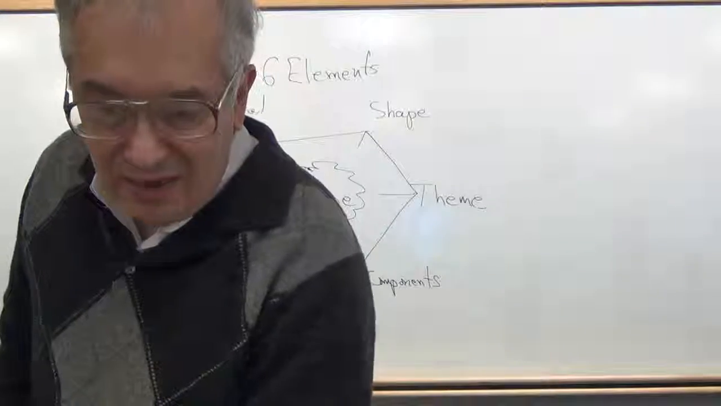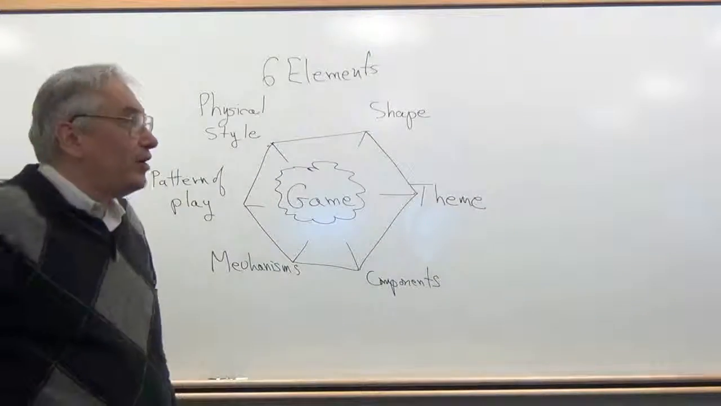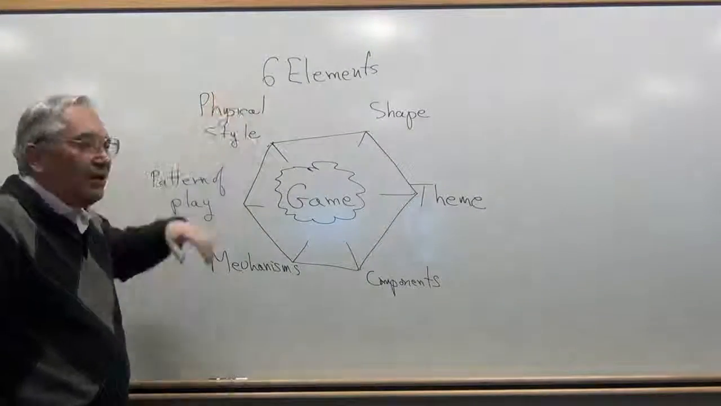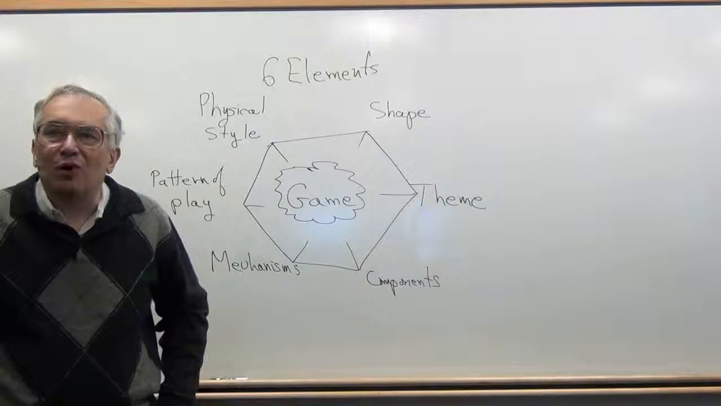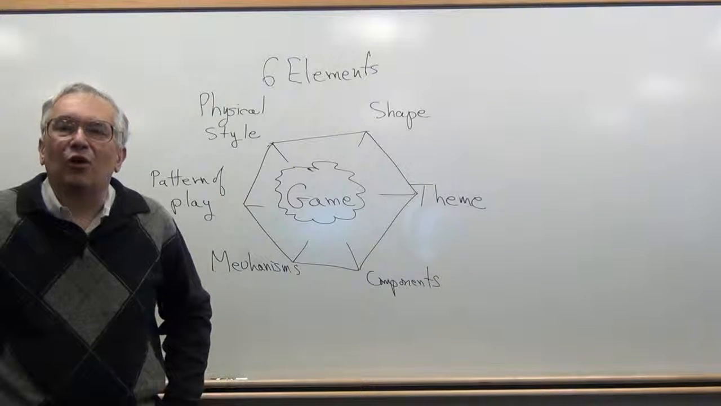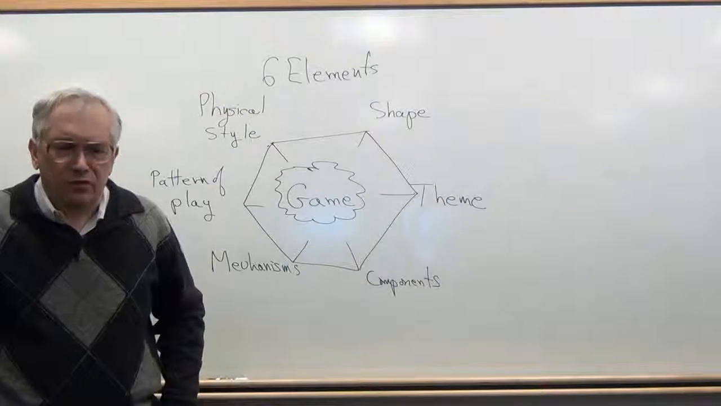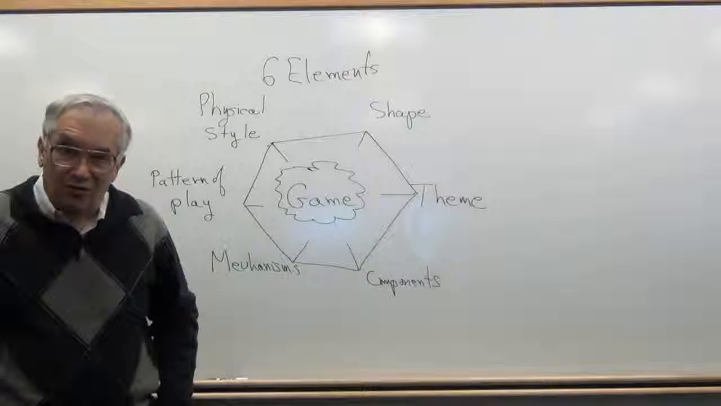Now, having said there are 6 elements, I'll say a few general words about each of them. The physical style is you stand there and look at it for a few moments and you say, for example, this is a live-action role-playing event. Or, those are toy soldiers. This is miniatures. And we can go down the list.